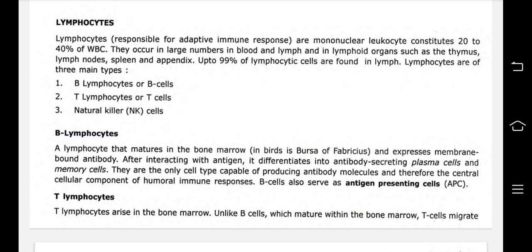A B lymphocyte matures in the bone marrow and expresses membrane-bound antibody. After interacting with antigen, it differentiates into antibody-secreting plasma cells and memory cells. They are the only cell type capable of producing antibody molecules and therefore the central cellular component of humoral immune response. B cells also serve as antigen-presenting cells or APCs.